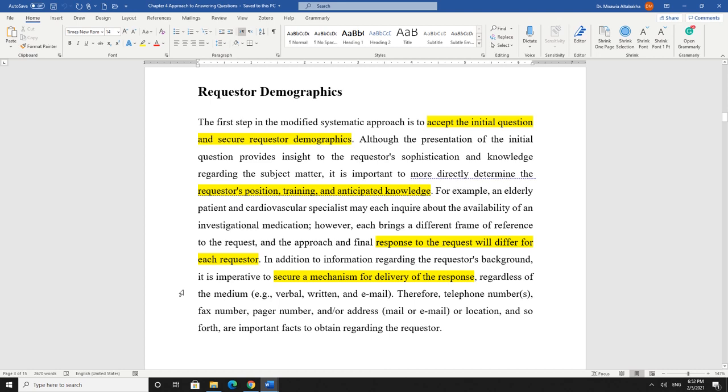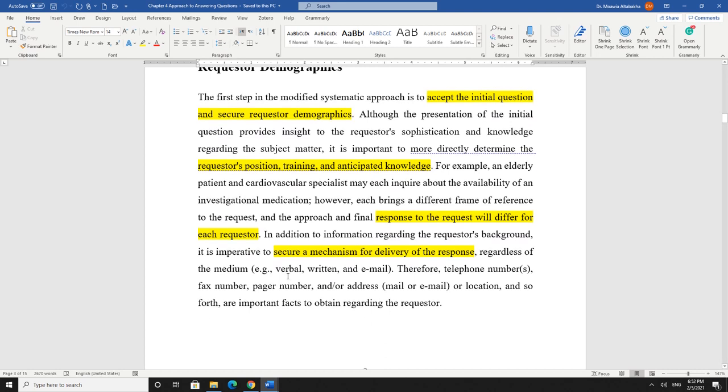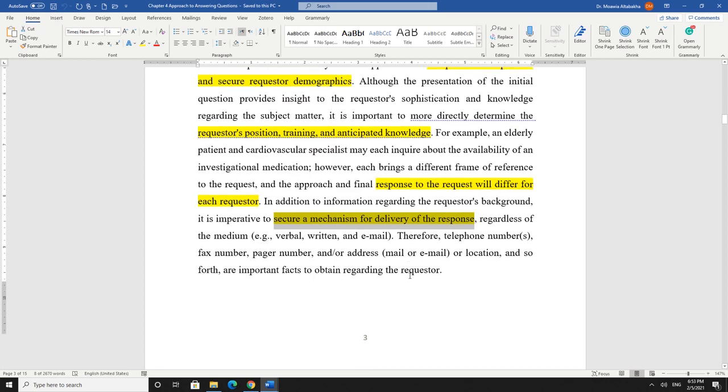As I said, you need to get demographics of the requester, see how knowledgeable he is, what training he has, what his position is, how he got such information. How he got such information is regarded as a background question. And one important thing in demographics: how would he like the delivery of the response, and how urgent is it. So you might take his email, his phone number, etc.